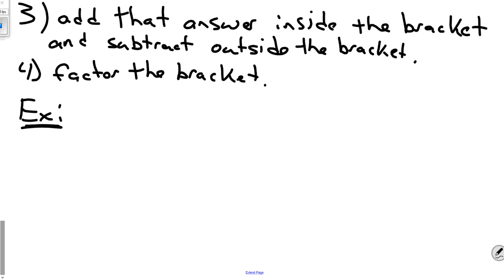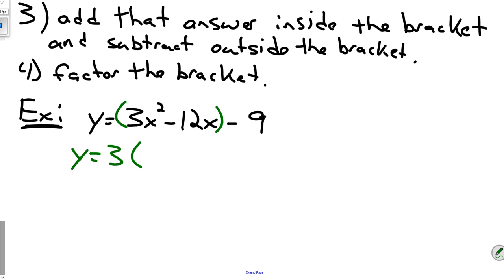Let's do an example. Let's go with 3x squared minus 12x minus 9. All right, step 1. Place brackets around the x squared and x terms, and factor out A. So let's factor A out of everything. Out of this bracket, I divide everything by 3, right? So I rewrite it with the 3 up front. 12 divided by 3 is just 4.